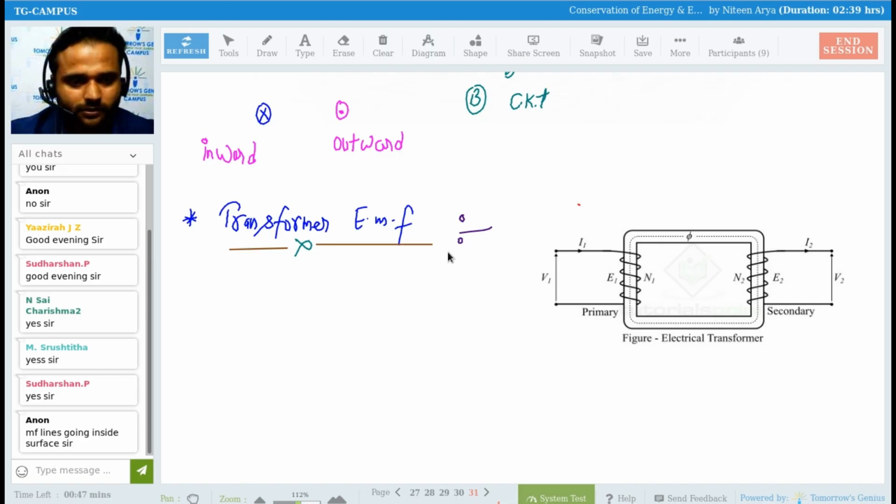Tell me, anyone. A transformer is a device in which we have two coils, a primary coil and a secondary coil. So if we have a sinusoidal AC voltage, then the magnetic flux is phi m sin omega t.